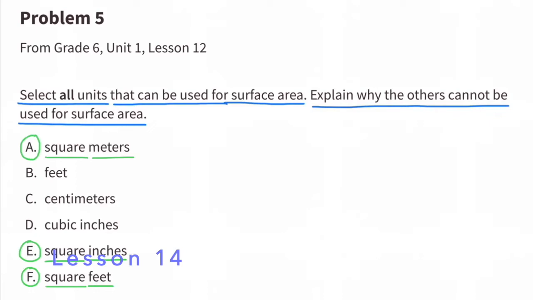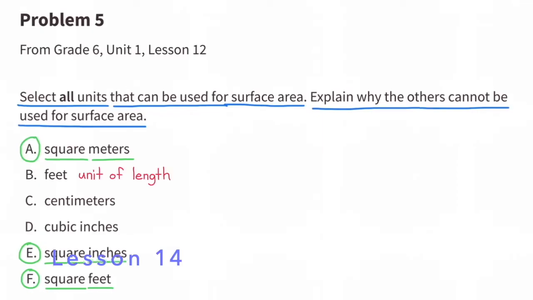Square meters, square inches, and square feet are the result of multiplying the base times the height, which is two-dimensional, and that's exactly what a surface area is, two-dimensional, base and height. B, feet. Feet is a unit of length. It can't be used for surface area because length is just one dimension, and remember it has to be two-dimensional, like length times height.